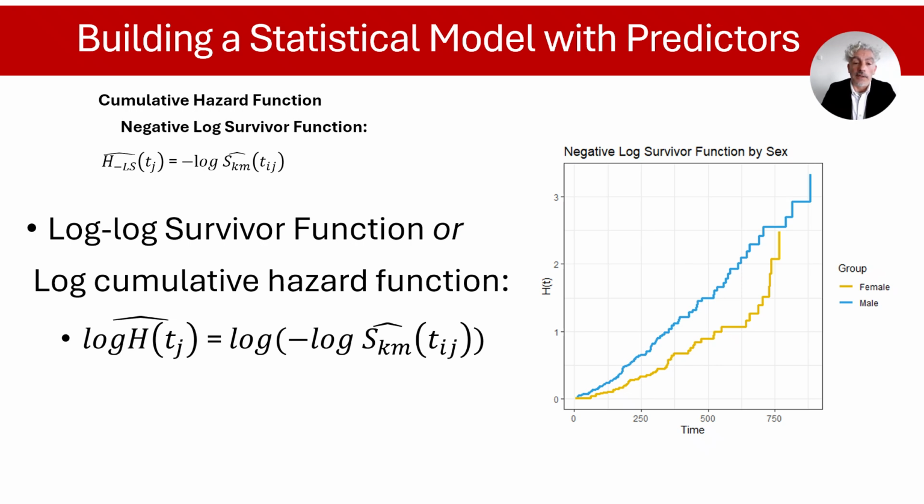This estimate of the cumulative hazard function capitalizes on the relationship between hazard and survival, and estimates the cumulative hazard function between the start of the study and the interval of interest Tj as the negative natural logarithm of the survival function of that interval.